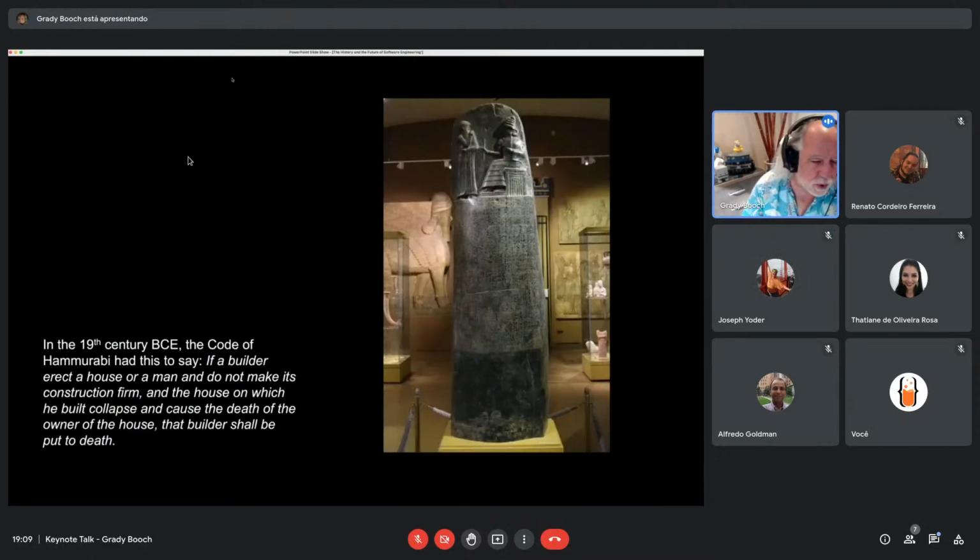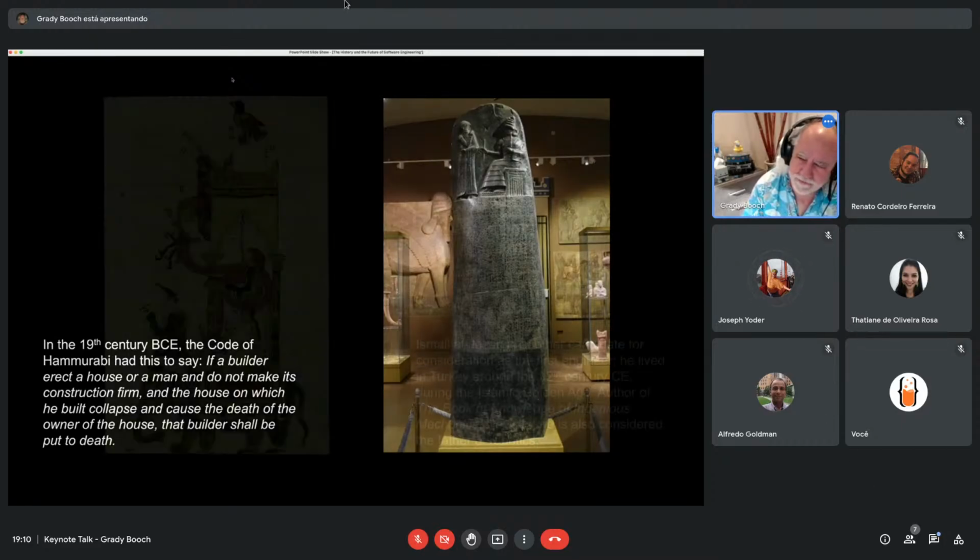If you jump forward to the 19th century BCE, you realize that builders had responsibilities. As the code of Hammurabi said, if a builder builds something and somebody dies, well, we're going to kill you too. Thank goodness this doesn't happen in software, because we would all be probably not around anymore. So the point of this, though, is that as a software developer, as a software engineer, it is both a privilege as well as a responsibility.